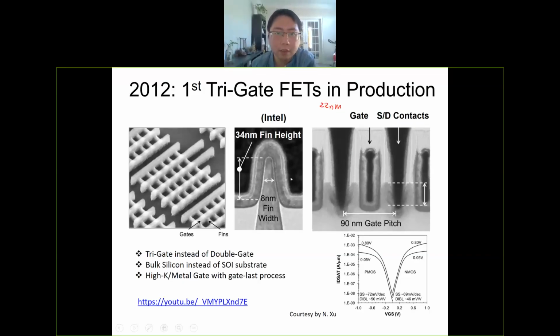And here is the microscopic image of Intel's FinFET at 22 nanometer. And here, this is the bird's eye view of the FinFET. So here, this is the fin, and then the gate is surrounding the fin like this. And this is source and drain. This is source and drain.